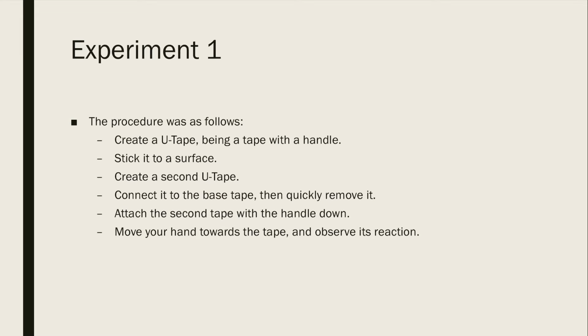The first experiment, the procedure was as follows. We would create a U-tape, being a tape with a handle that was not sticky. We would stick it to a surface, create a second U-tape, and connect it to the base tape. Then we would quickly remove it so it would retain its charge. We would attach a second tape with the handle down to a flat surface. We would move our hand towards the tape and observe its reaction.